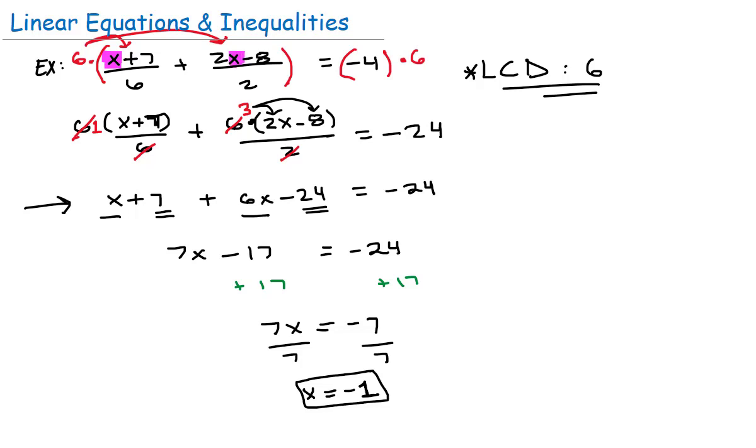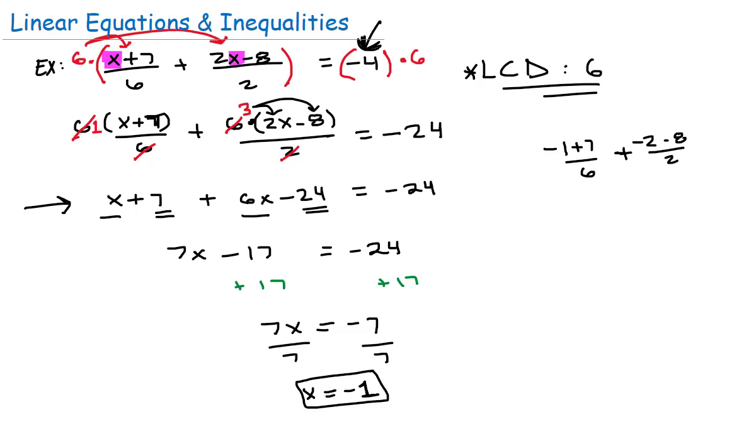So I'll just do that off to the side real quick. So where there's pink, I'll say that that becomes a negative 1. So negative 1 plus 7 over 6. And then we have 2 times negative 1, so that will become a negative 2 minus 8 over 2. The whole thing should equal what it equaled before, negative 4.